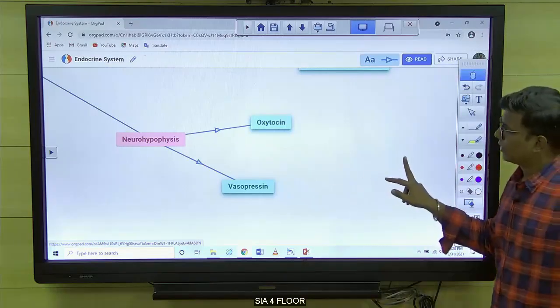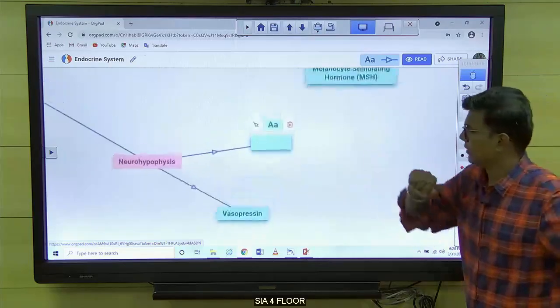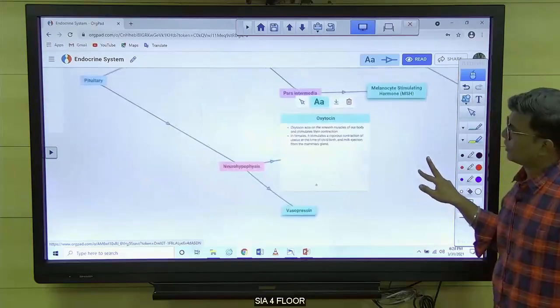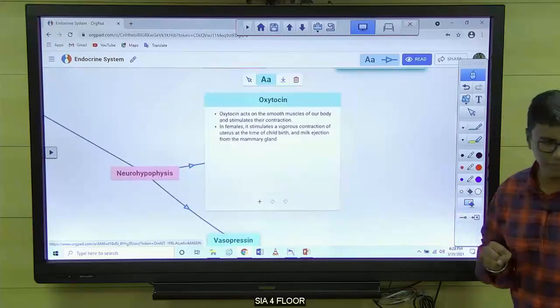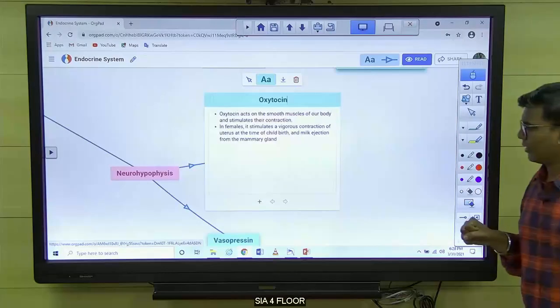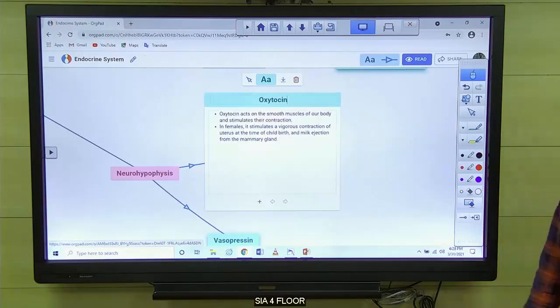Good. Oxytocin is related to secretion of milk. Oxytocin smoothens the muscles. Two functions. One is the contraction of uterus during the childbirth, and also the ejection of milk after the childbirth. Both things are taken care of by oxytocin.